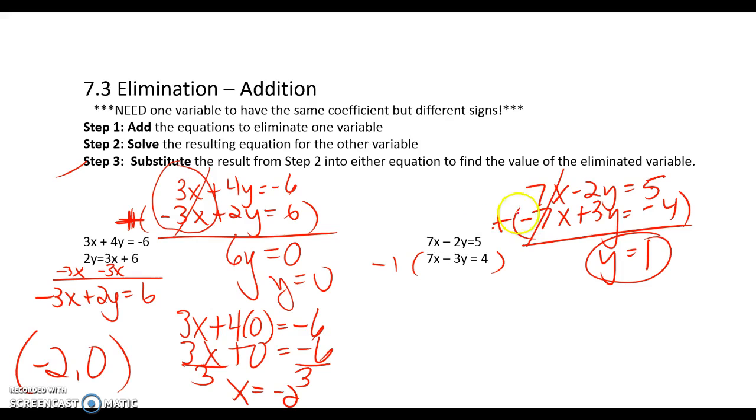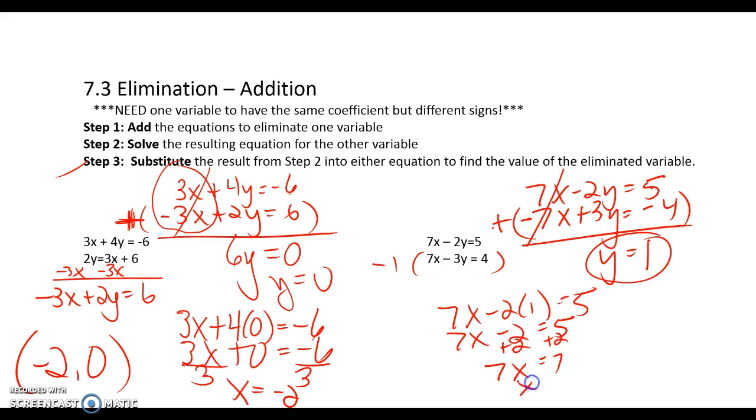Now I can plug that into either of the original equations. So I'll take 7x minus 2 times 1 equals 5. 7x minus 2 equals 5. I'll add 2. 7x equals 7. X equals 1. Let's see if that works. 7 minus 2 equals 5. Yep. And negative 7 plus 3 minus... 7 minus 2 equals 4 in the other. That works. And my answer is 1, 1.